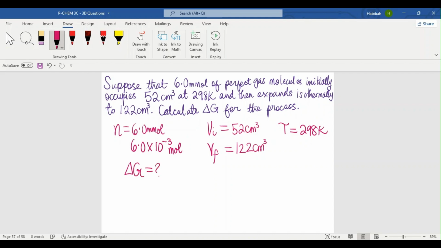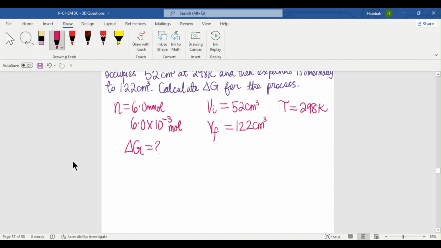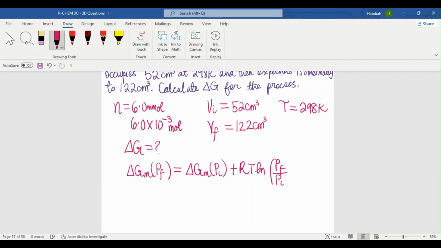The first thing you have to know is that when you're dealing with an isothermal expansion problem, you have this formula: the change in G molar at the final pressure is equal to the change in G molar at the initial pressure, plus RT ln of P final divided by P initial.